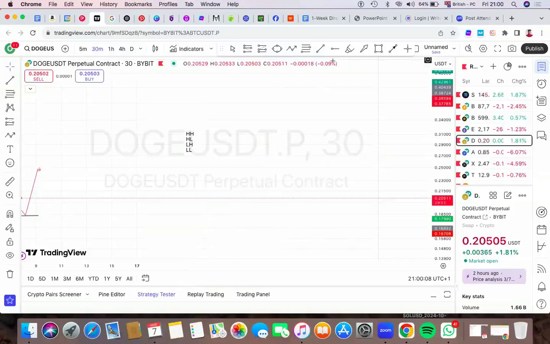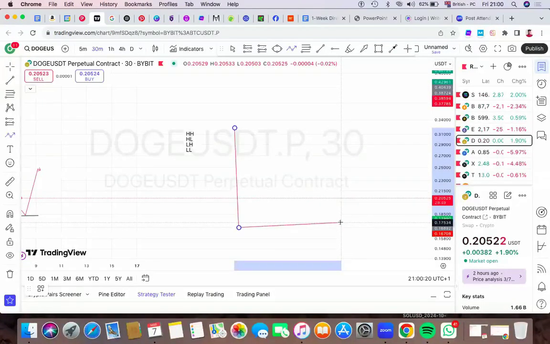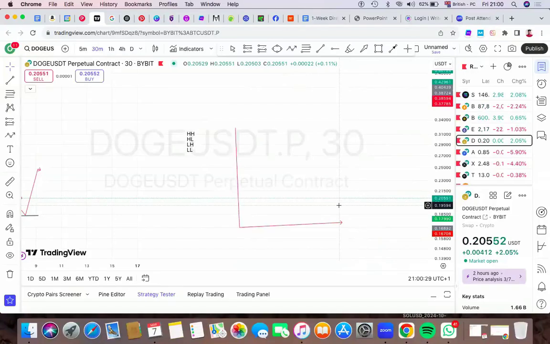So let me show an example of what I'm saying. My drawing is not really that perfect, but I believe we could just manage the drawing.